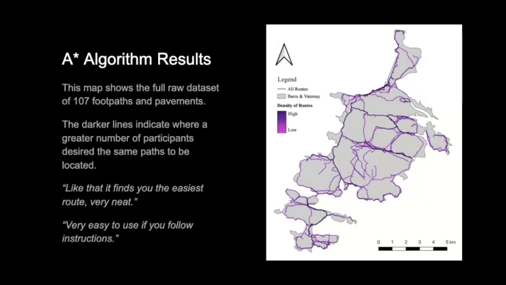So moving on to the second case study, this map presents the complete raw data set produced using the A-star algorithm tool, with the darker lines indicating where a greater number of participants chose the same paths to be located. A total of 107 new routes were added by the 22 participants, along with written feedback on the tool, saying it was straightforward, usable, and useful.